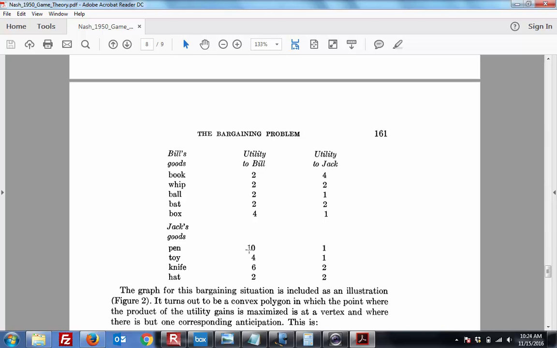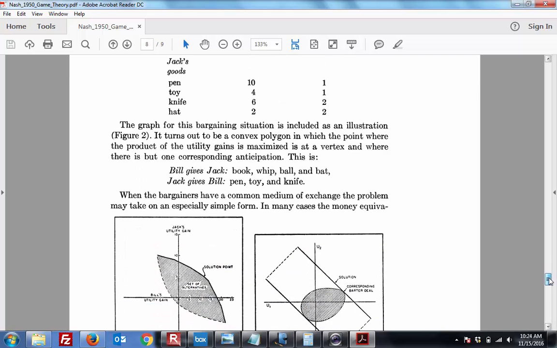Jack has the pen, but he doesn't need it. He's got a photographic memory, so why would he need a pen? It's all in his head. But Bill's like, oh my gosh, I've got a test coming up. I really need that pen. And likewise, on down the road. So you can just think of multiple scenarios. So what ends up happening is something like this.